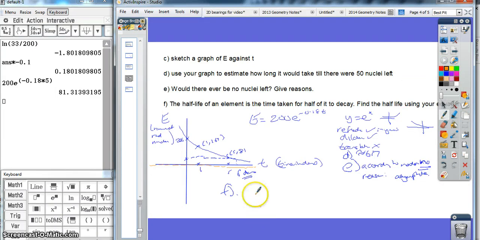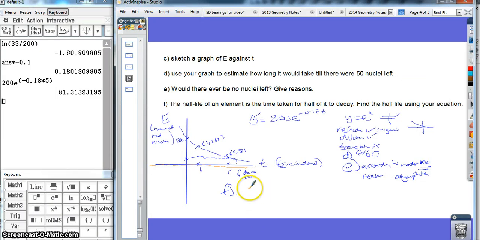Okay, so the half-life is the time taken for half of it to decay. It started at 200. When half of it's decayed, it will be 100. So we're trying to solve 100 equals 200e to the minus 0.18t, and we want to know what is the time, how long. So find the half-life is a question of time. So that means a half equals e to the minus 0.18t. ln a half equals negative 0.18t. T equals ln of half over minus 0.18.